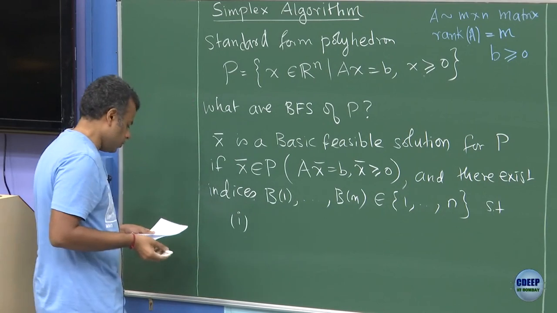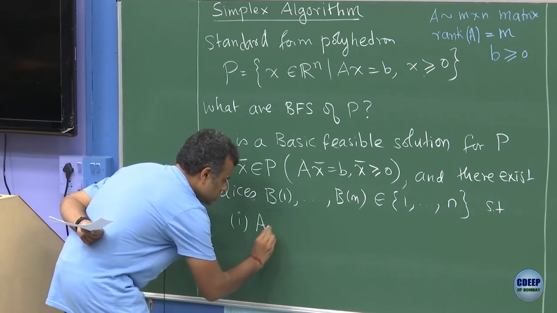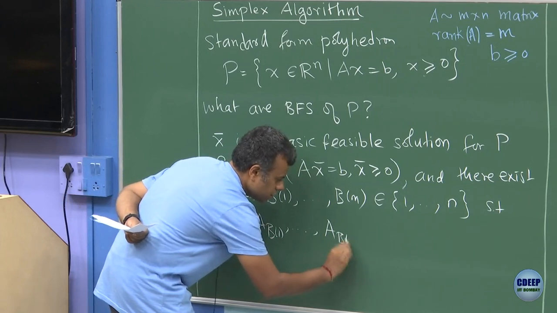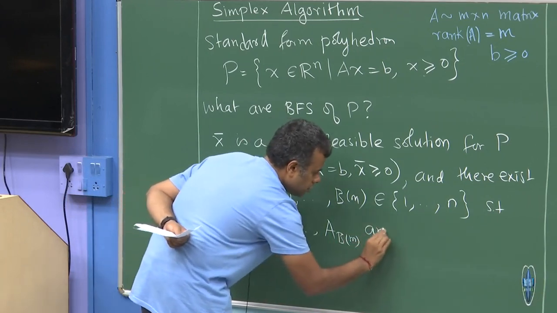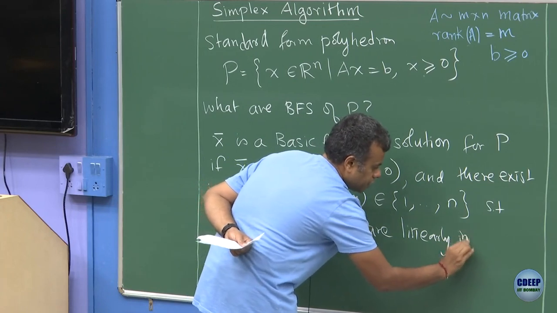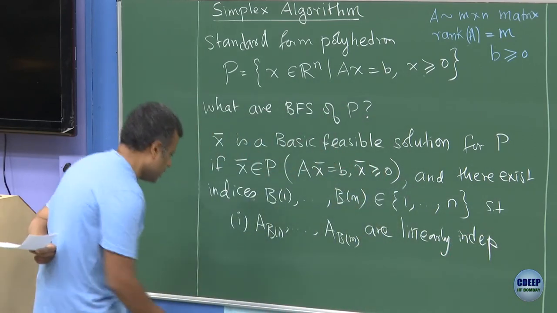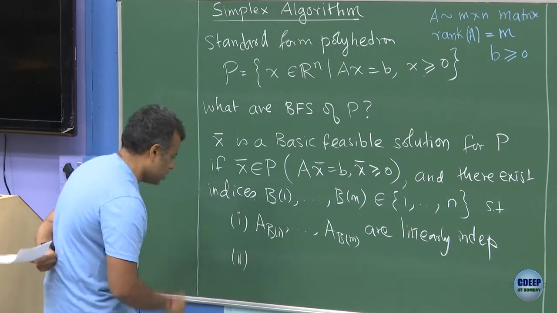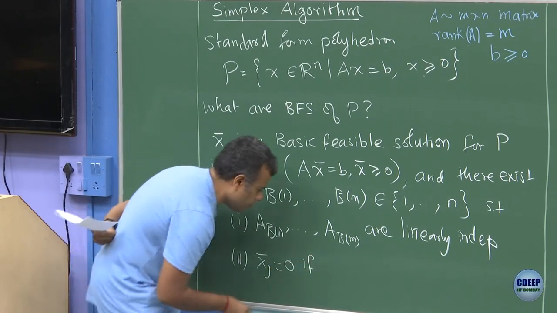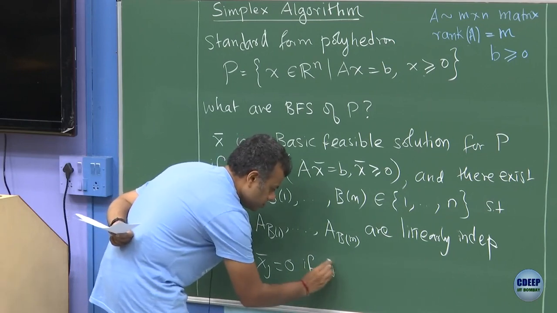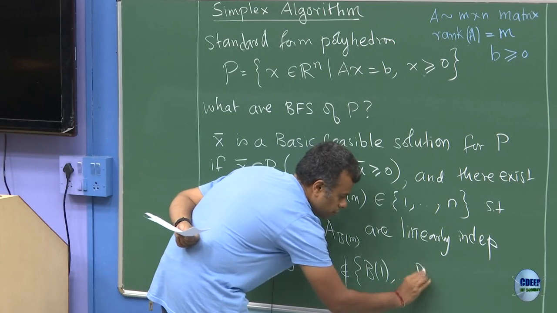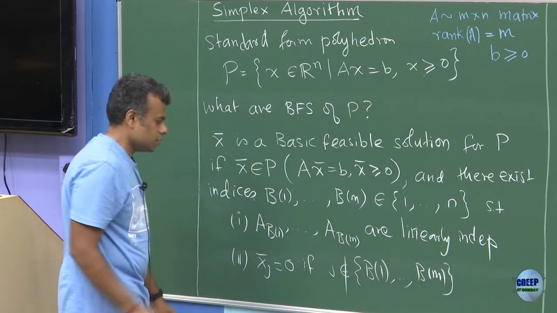1, the columns corresponding to these variables are linearly independent, and 2, x bar j is 0 if j does not belong to any of these. Right? So that is the definition.